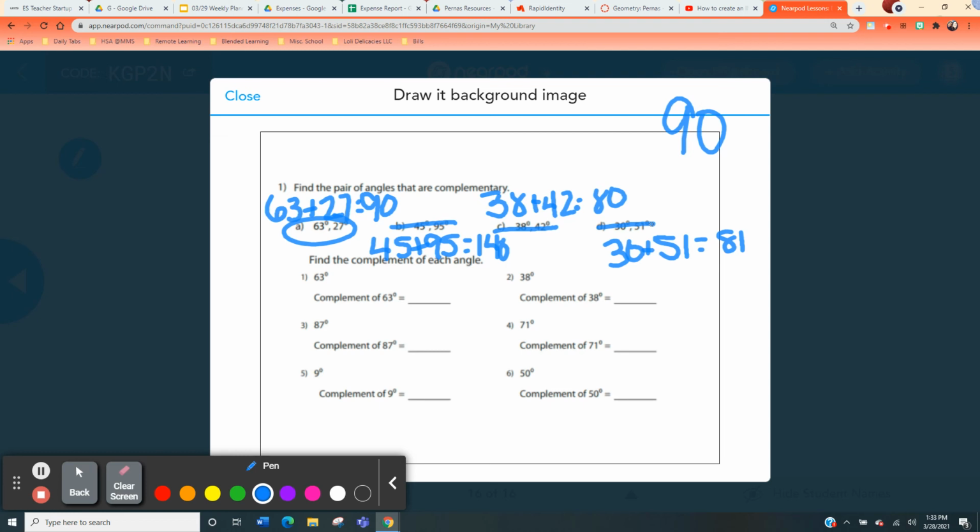Okay, now on the bottom, let's look at 1 through 6. And we want to do the same thing we did for supplementary, except we're going to set it equal to 90 instead. So I would do x plus 63 equals 90. And then I want to go ahead and solve for my missing angle, which would be 27. And I want you to go ahead and do the same thing for the rest. Go ahead and pause the video and continue.